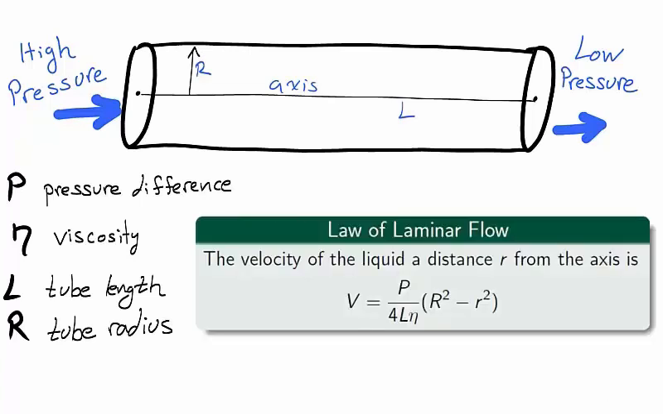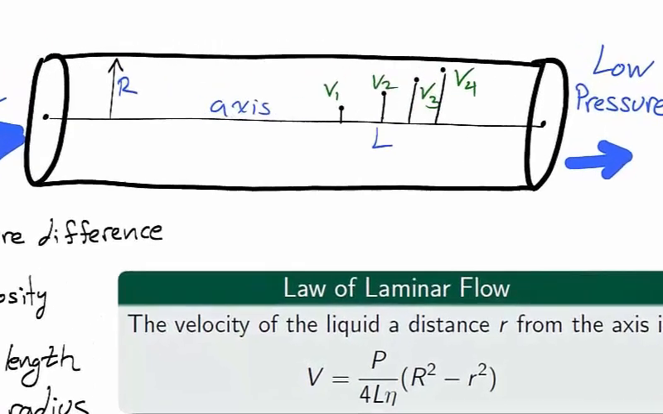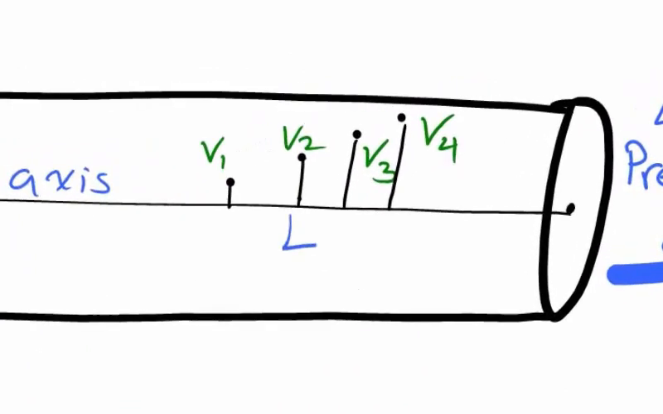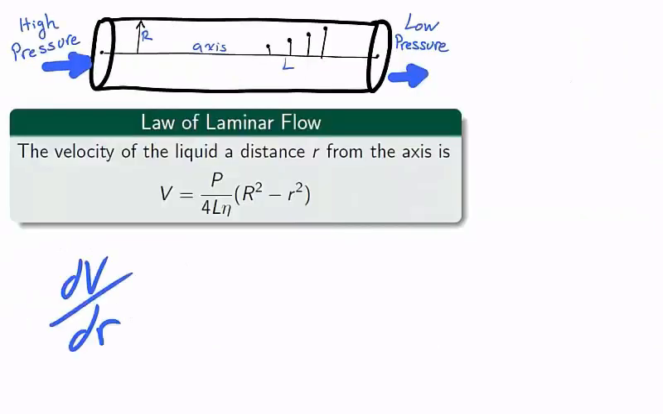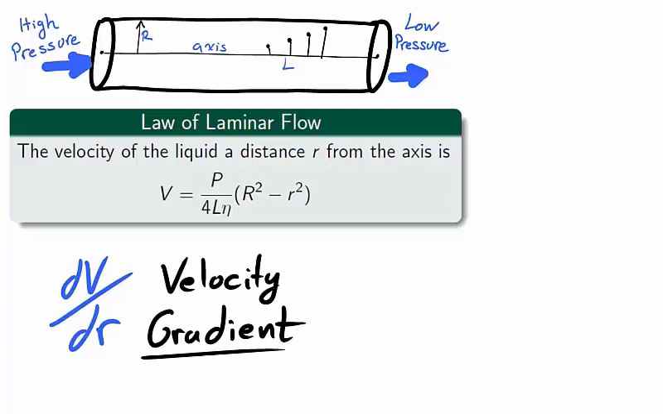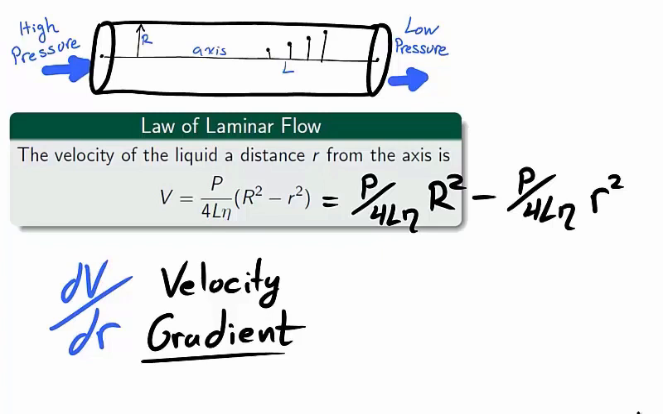The law of laminar flow gives the velocity of a liquid at a certain distance, little r, from the axis. Question: how fast does the velocity of the liquid decrease as we move from the axis to the wall? That is, what is the trend in velocity from v1 to v2 to v3 to v4? What we are looking for is the change in velocity v with respect to change of radius from the axis, little r. dv over dr is called the velocity gradient. We can calculate the velocity gradient by taking the derivative with respect to little r.